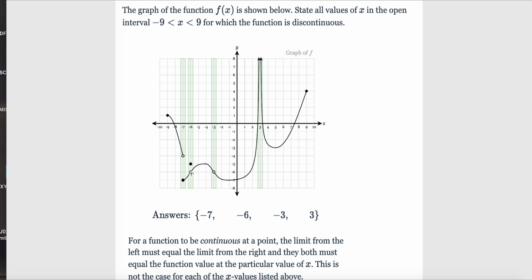It's discontinuous at -6 also, because notice now I have a break in the graph that's a hole. Even though I have a point up here, it still is not smoothly connected. The next break in the graph is at -3. And then finally, I have one that I haven't seen a lot of except in the notes, which is the break that probably indicates a vertical asymptote right here at 3. Okay, so at x values negative 7, negative 6, negative 3, and 3, we have discontinuities.